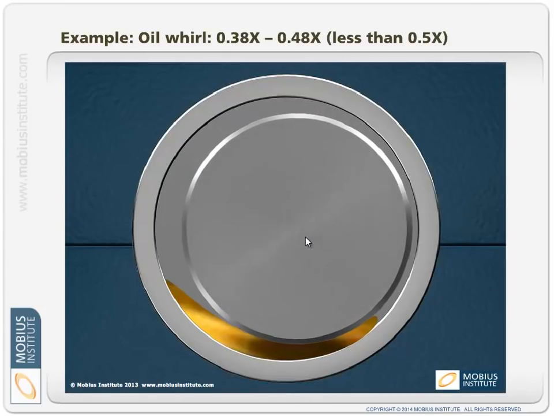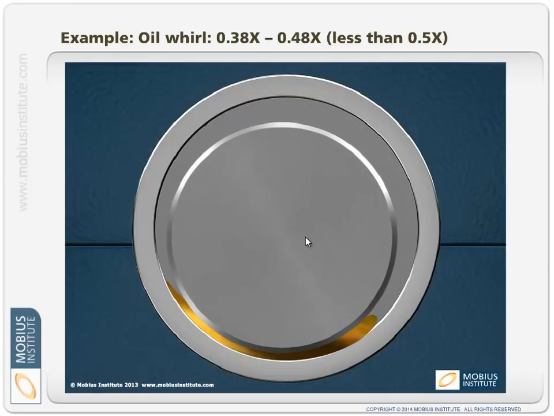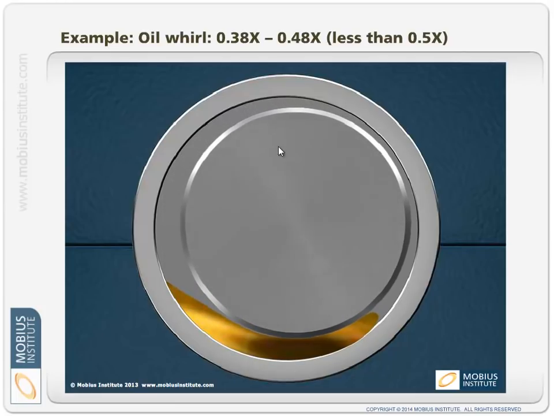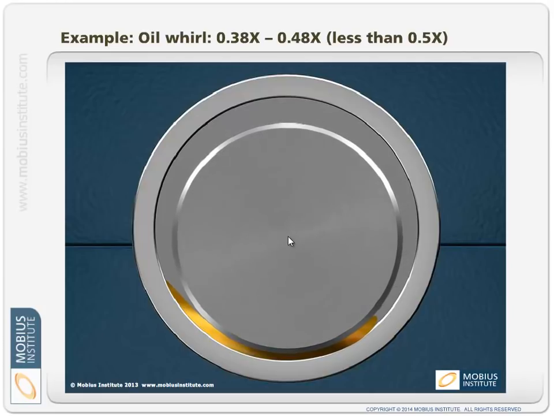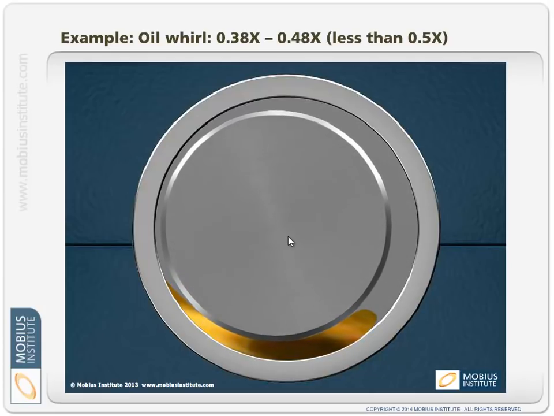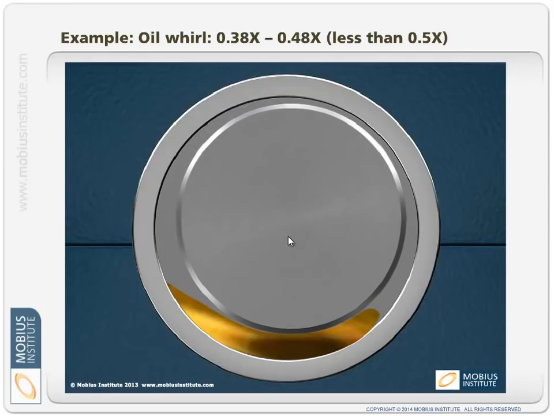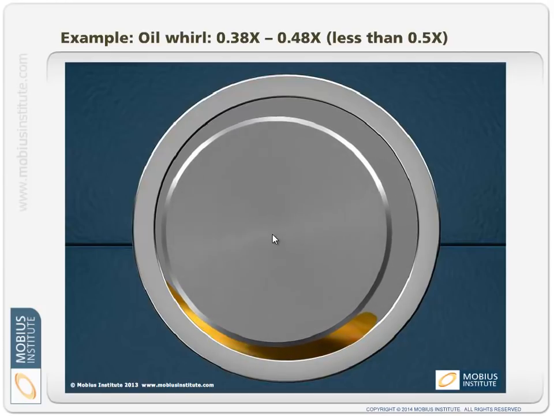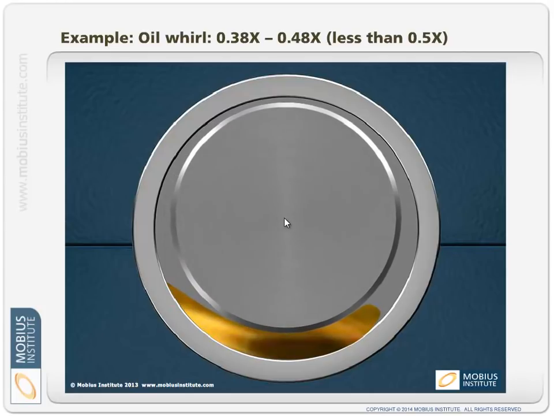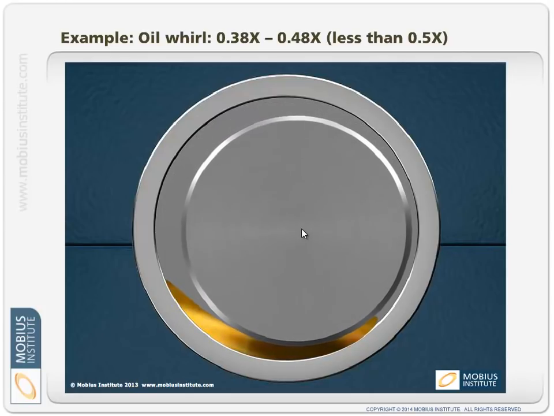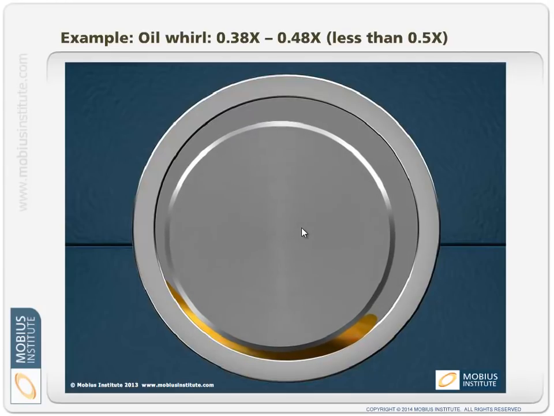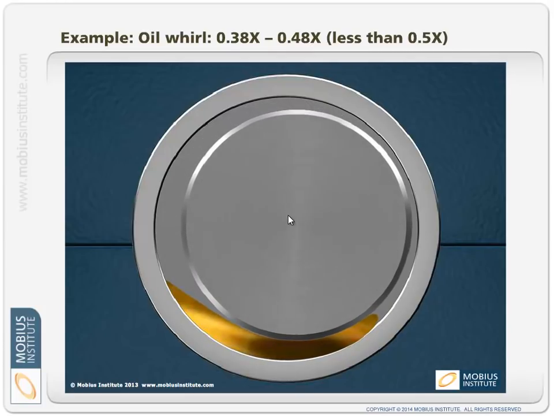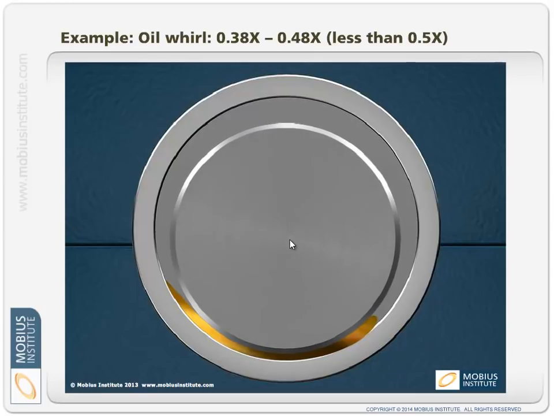Now this is a bit harder to see. I've got two animations to try and explain it. Hopefully you can see that this shaft is turning once per revolution. Hopefully you can see the sort of shiny bit turning. But if you watch the actual physical motion of the shaft, it is moving much more slowly than it is turning. So if I follow the motion with my mouse, you can see it takes much longer to go through its motion than it does to turn. In fact, that motion is somewhere between 0.38 and 0.48 of the speed of the machine. In this case, it's 0.42, I think, is what I actually modeled.